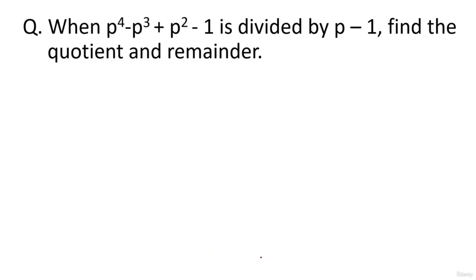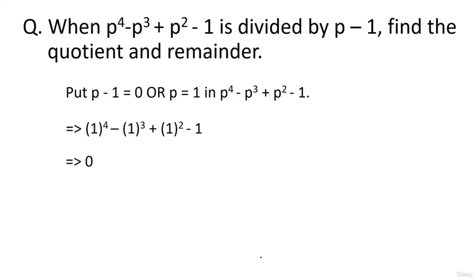Find the quotient and remainder when p raised to 4 minus p cube plus p square minus 1 is divided by p minus 1. I want you to just pause the video and try it out. Okay, let's solve this. So when we put p minus 1 as 0, or p equal to 1, in the given expression, we get 0.